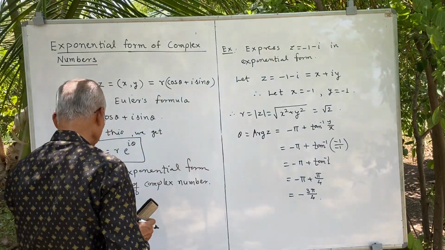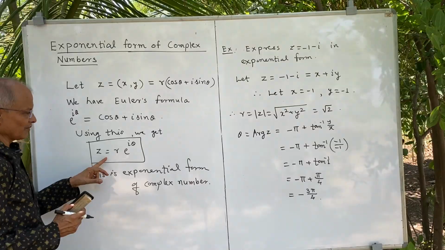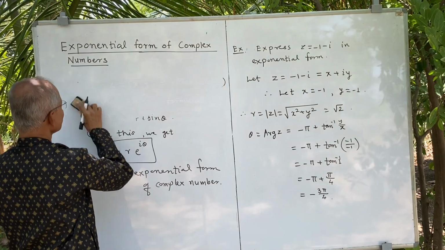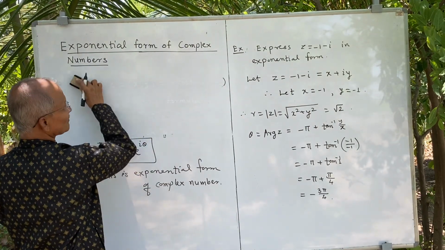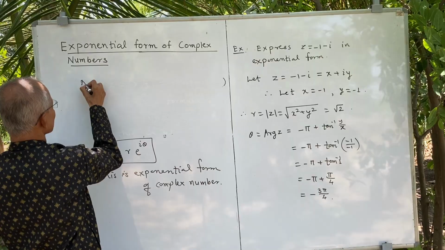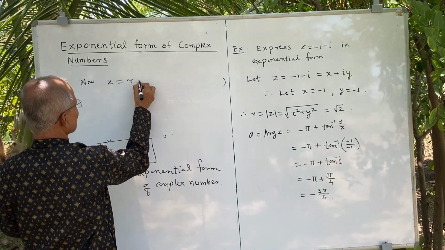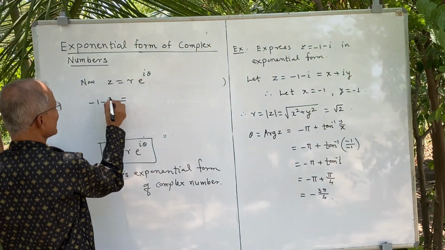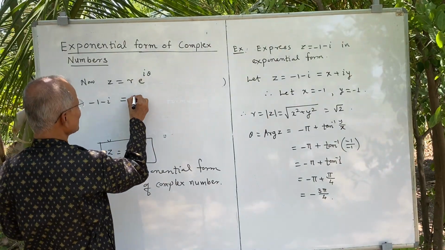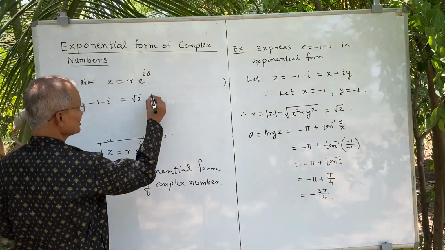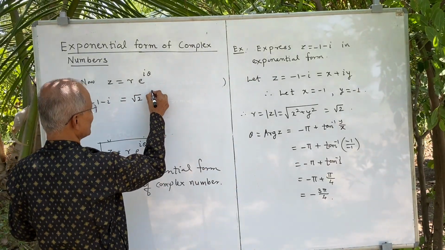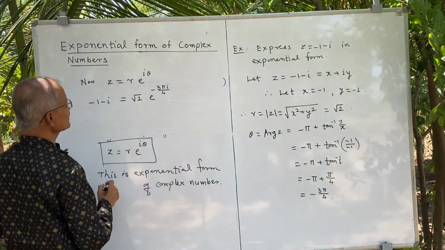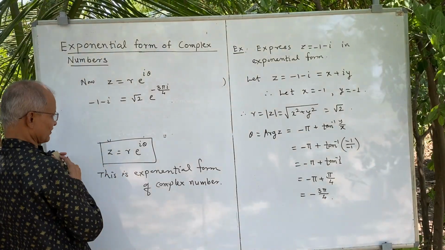Now, with the help of r and theta we should write the complex number in exponential form. Therefore, z is equal to r e power i theta, and z is minus 1 minus i, r is root 2, e power i into theta, where theta is minus 3 pi by 4. So it is root 2 e power minus 3 pi i divided by 4. So this is the exponential form of the complex number.